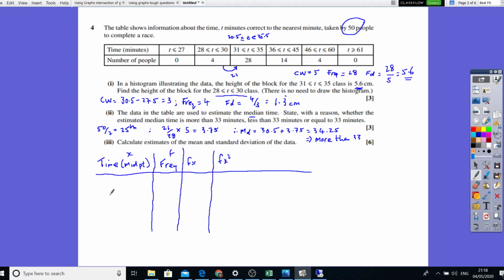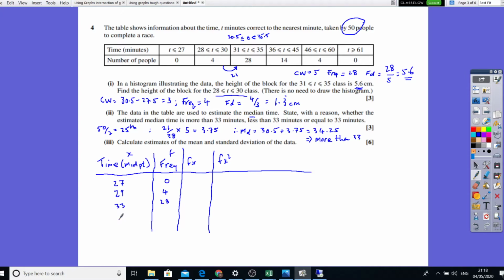Okay. So let's have a go at this. First of all, the midpoints here. Now I'm just going to use 27 for this. It won't make a difference because I'm going to multiply by a frequency of 0. The next one, halfway between 28 and 30 is 29. The frequency there is 4. The next one, the midpoint between 31 and 35 is 33. The frequency there is 28.